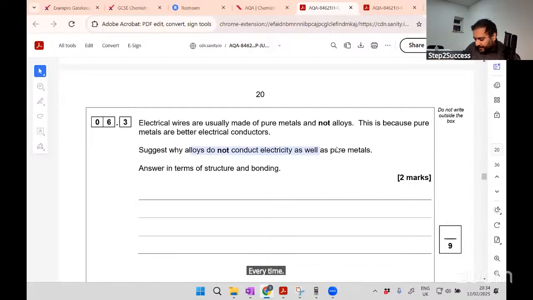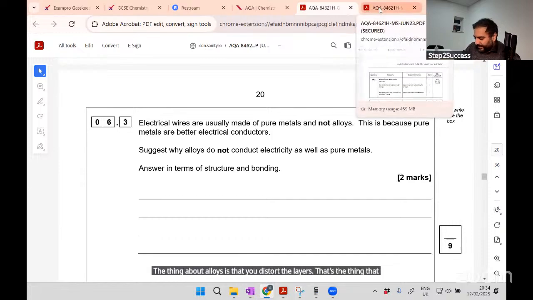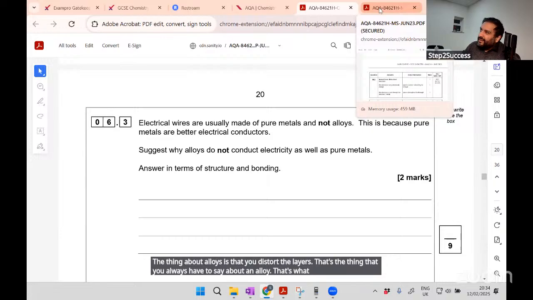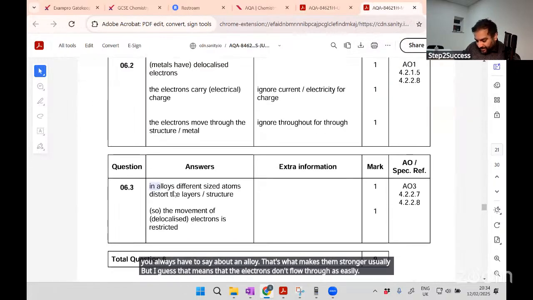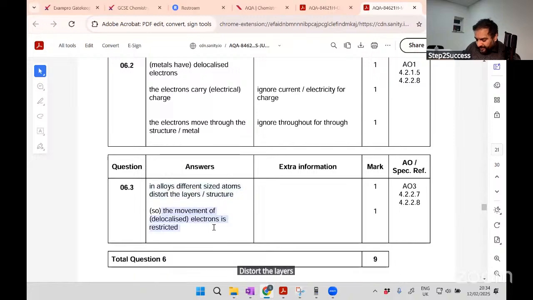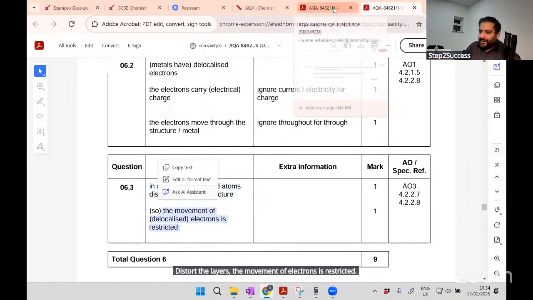Why alloys do not conduct electricity as well as pure metals? The thing about alloys is that you distort the layers. That's the thing that you always have to say about an alloy. That's what makes them stronger usually. But I guess that means that the electrons don't flow through as easily. Distort the layers, the movement of electrons is restricted. Okay, so you have to apply your knowledge a little bit there.